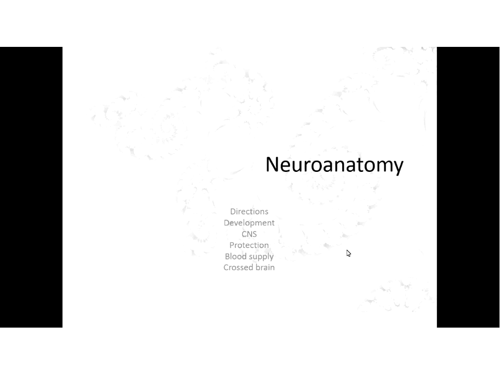We'll talk about how the central nervous system is protected, both the meninges and the skull, and their role. We'll talk about how blood is supplied to different structures within the central nervous system. And then we'll talk about how it's a crossed brain, how functions on one side of the central nervous system aid function on the other side of the body. So we'll go ahead and get started.